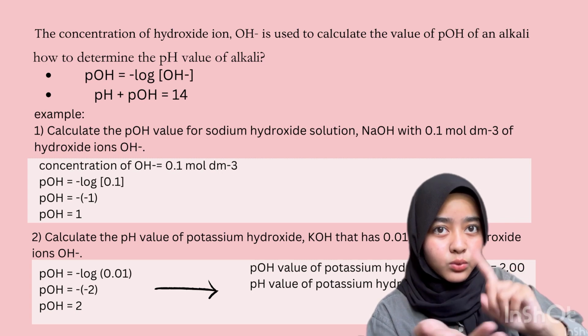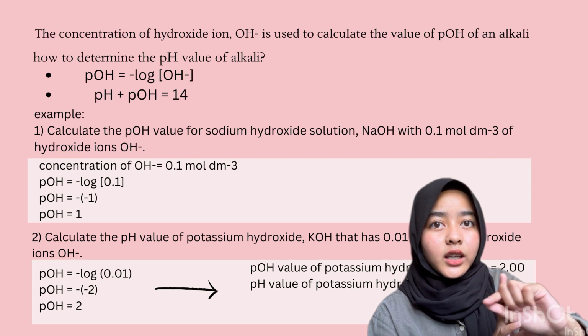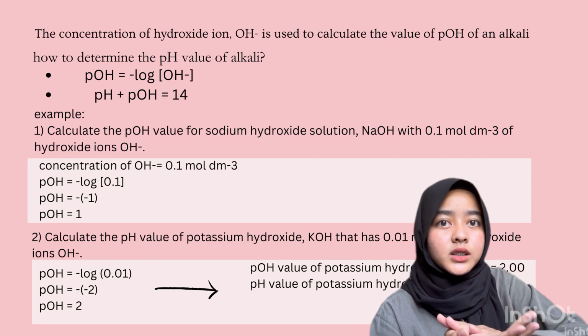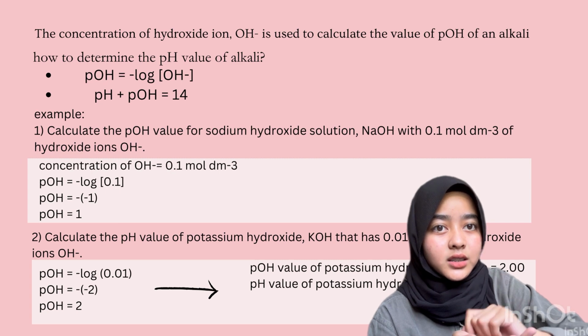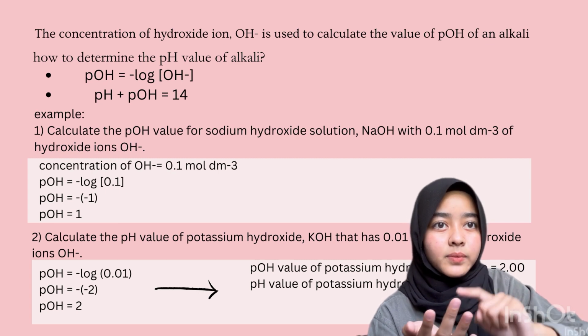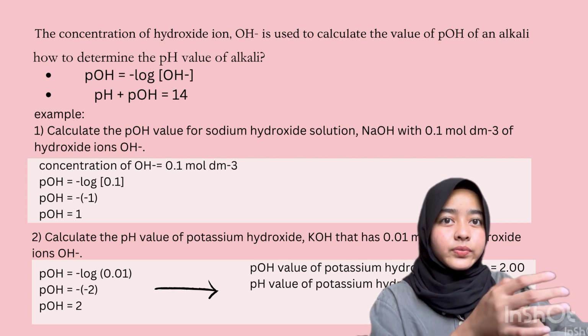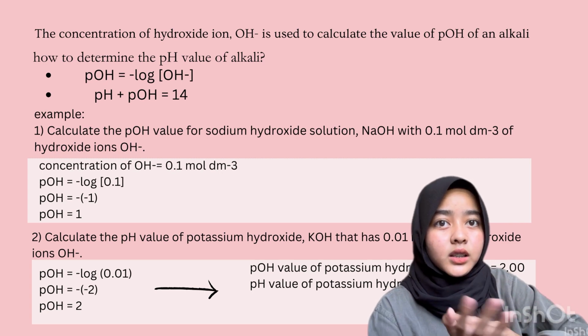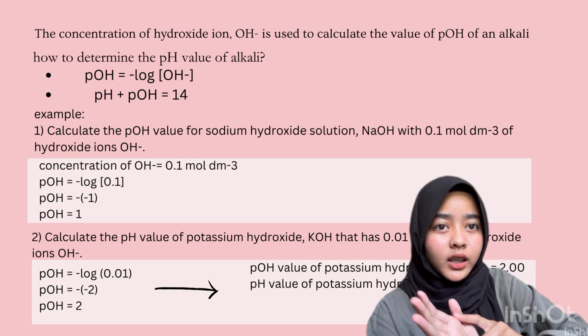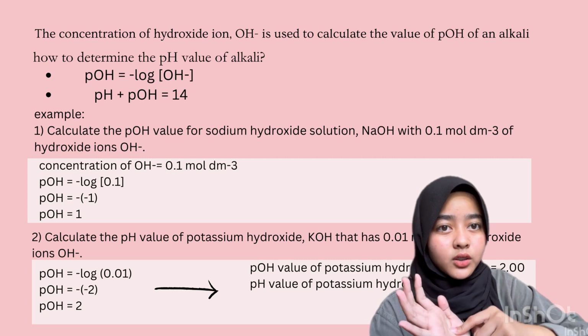pOH value is 1. Okay, let's look at the second example, which is calculate the pH value of potassium hydroxide that has 0.01 mol dm-3 hydroxide ions OH-. Right now, they want us to calculate the pH value, not the pOH value, right?